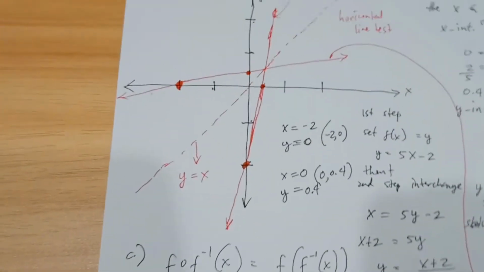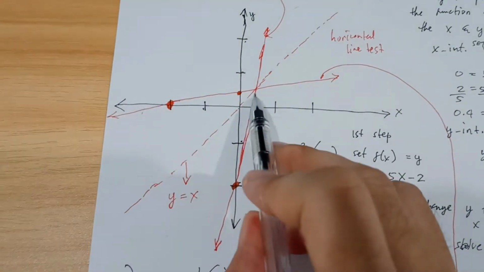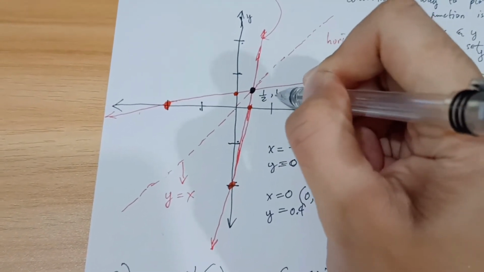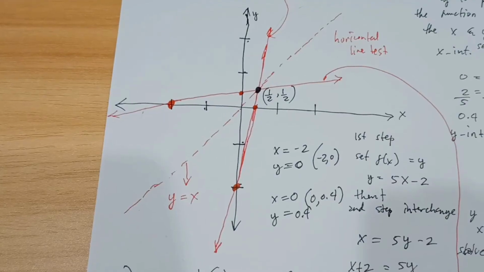Check natin dito sa graph natin. Ayun, nag-intersect nga sila dito sa 1/2. Ito yung 1/2, 1/2. So, ganun lang, no?